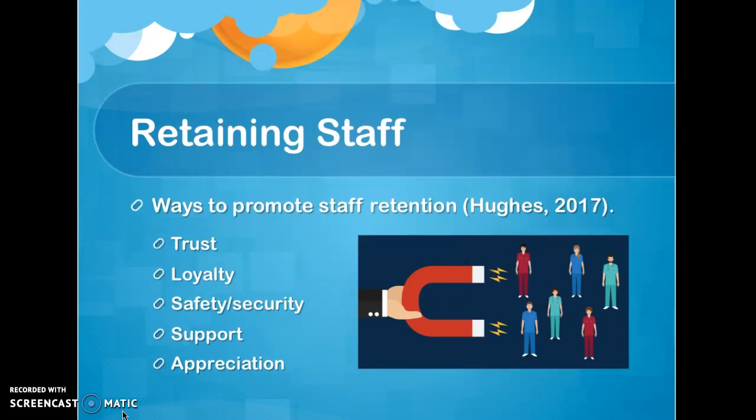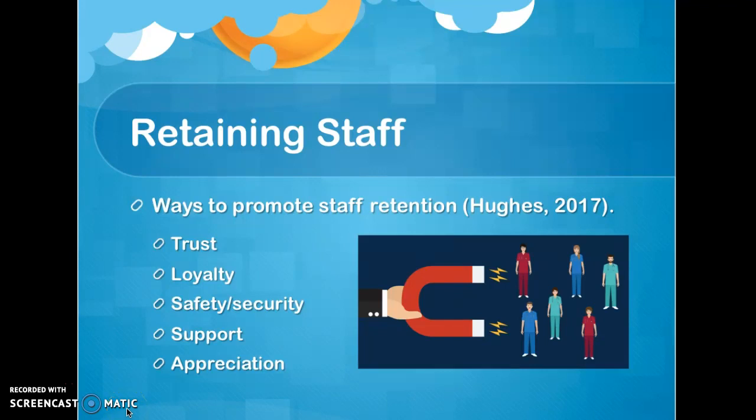The more trust you have, the more you'll want to stay, and that kind of ties in loyalty as well. If you know that your manager's not going to stick up for you, you're not going to want to work for them. If they are going to stick up for you, a nurse is more likely to stay with them.